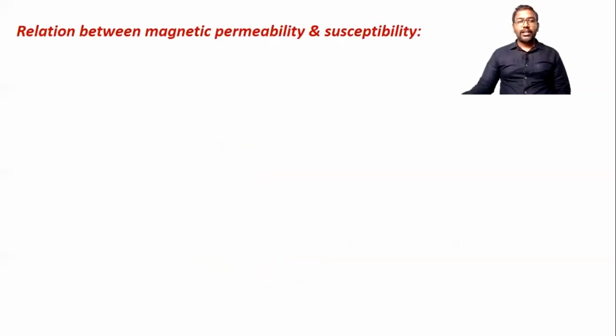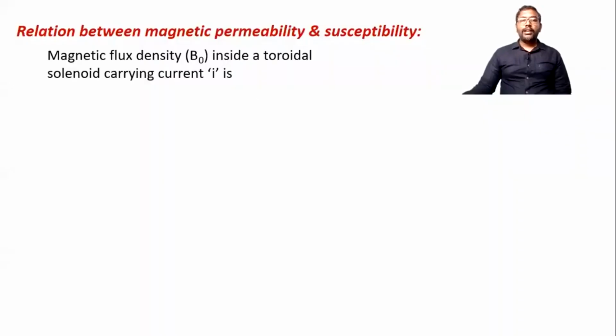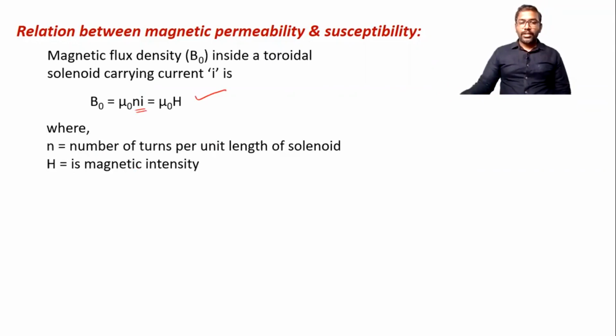Then after that, we have to learn the relation between magnetic permeability and susceptibility. The magnetic flux density inside a toroidal solenoid carrying current I is given by this. This is the magnetic field inside the toroid, mu 0 n I. Here n is the number of turns per unit length. Or we can write it as mu 0 times n I as H also. So n is the number of turns per unit length, and H is the magnetic intensity.